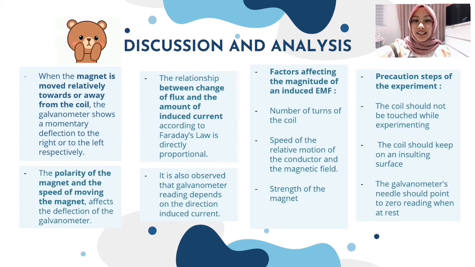And finally, the strength of the magnet. The higher the strength of the magnet, the higher the magnitude of the induced current. This is because the amount of magnetic field produced by a higher strength magnet will cause more induced current.